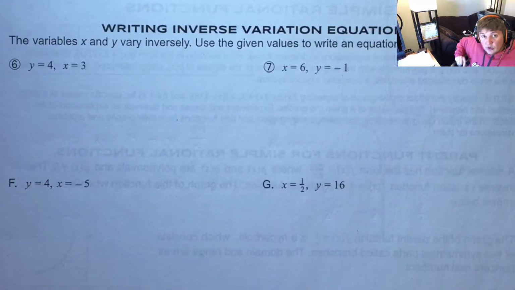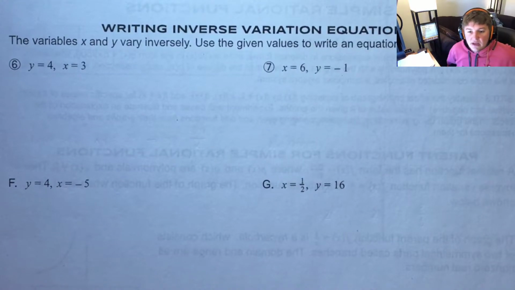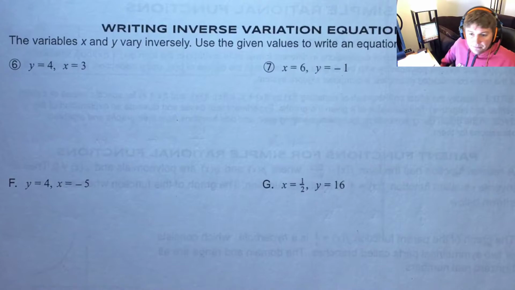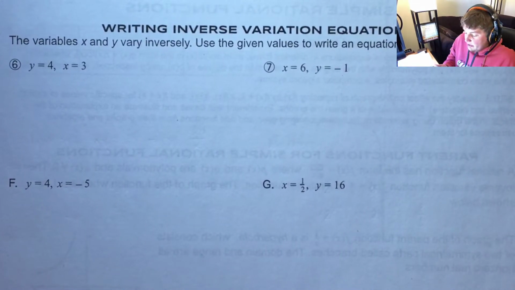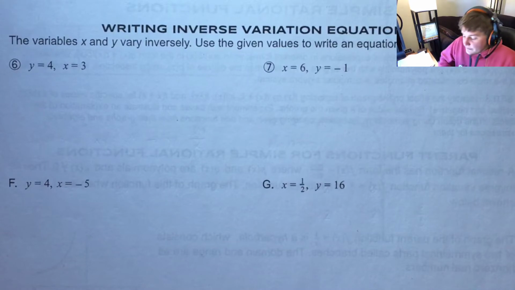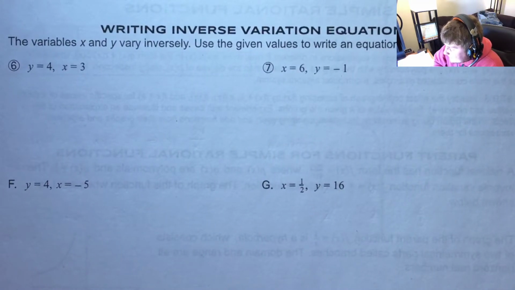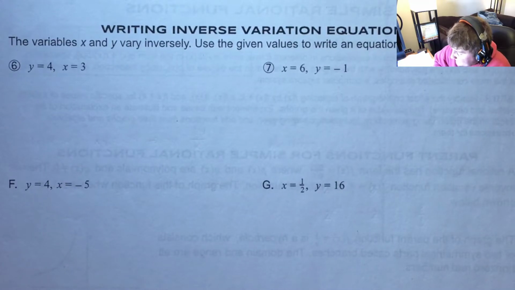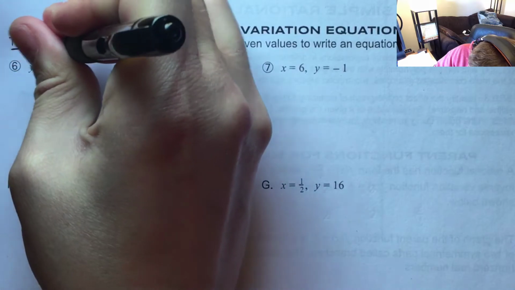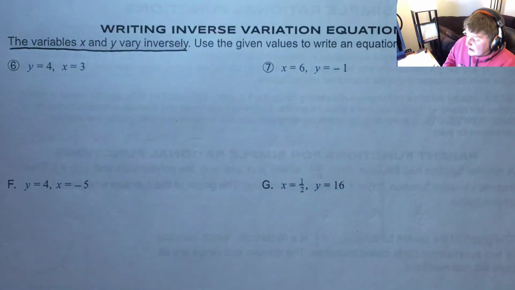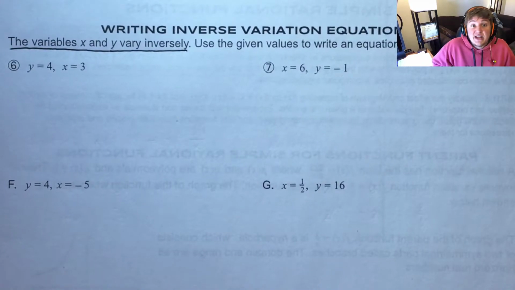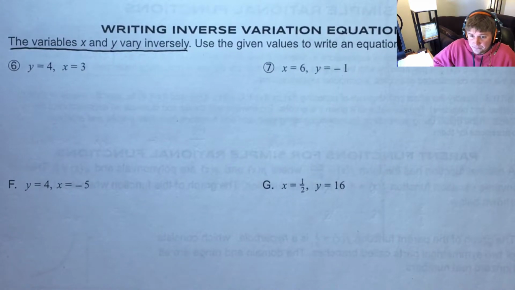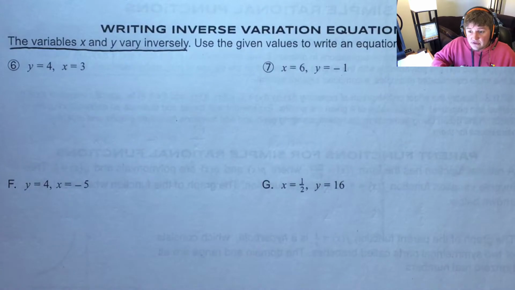Okay, so now we're actually going to write some inverse variation equations, okay? And we're going to do that via just giving minimal amounts of information. We have to write the equation that represents it. So we know that the variables x and y vary inversely, and then we want to use the given values to write an equation relating x and y. So this statement here is incredibly helpful, because this statement helps me understand that I have an inverse variation.